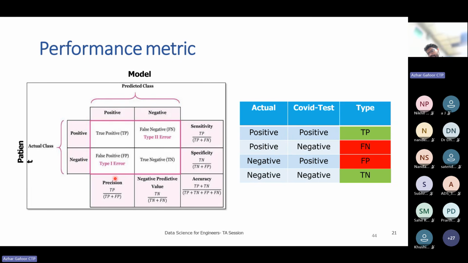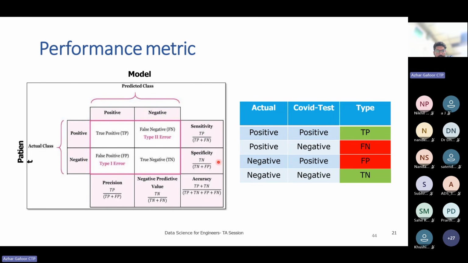So precision is a metric. Precision is given by true positive divided by true positive plus false positive. Sensitivity is given by true positive divided by true positive plus false negative. In the COVID case, the sensitivity had to be very high so that the false negative rate is very low. Then we have specificity. Specificity is true negative divided by true negative plus false positive.